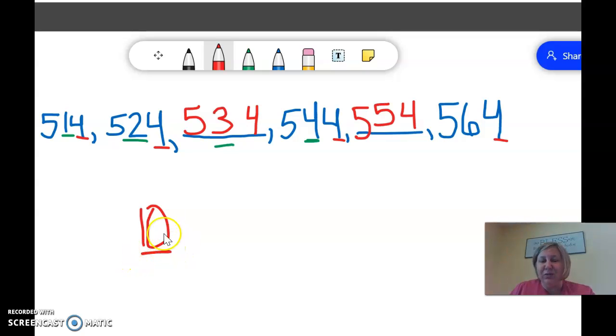And the way I remember it is there's 1 zero in the number 10. That zero is in my ones place, which means my ones place won't ever change when I'm counting by tens. Good job, boys and girls. Happy counting today.